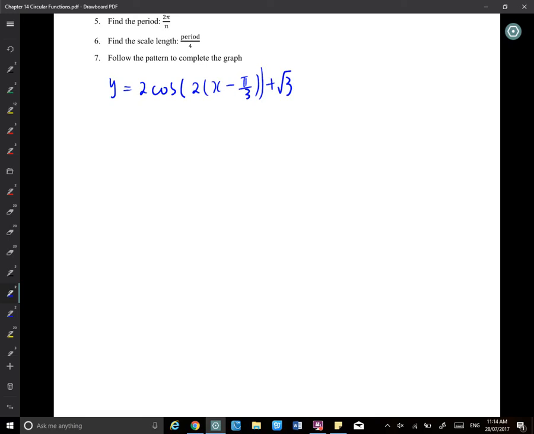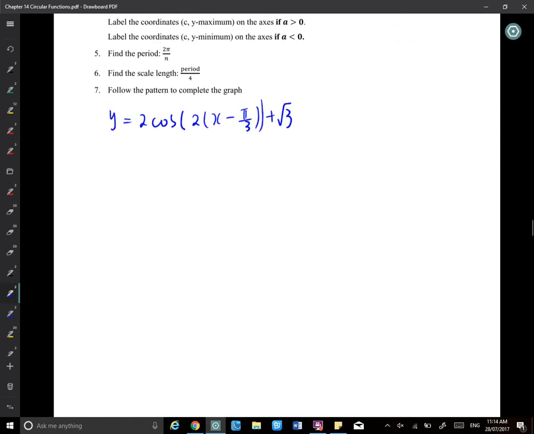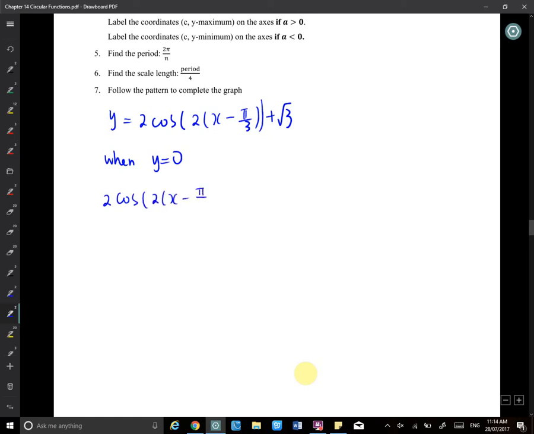To solve the x-intercept for this graph, I need to make y equal to 0. All the x-intercepts are solved the same way. So when y equals 0, what I want to solve is 2 cosine (2x minus pi over 3) plus root 3 equals 0.